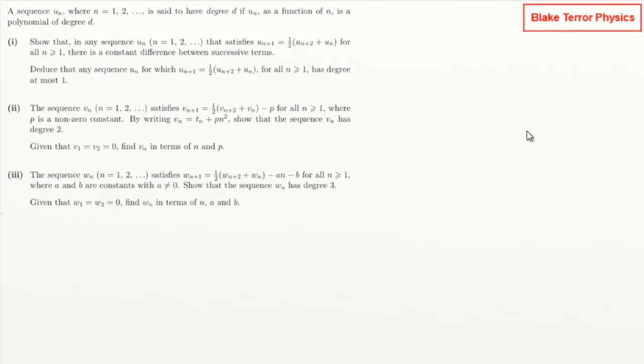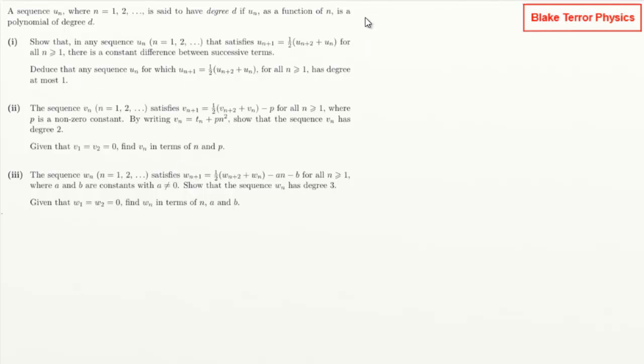Hello, this is question 2 from the 2022 Step 2 paper. It's a sequences question. We've got a sequence un, where n is a positive integer, which is said to have degree d if un as a function of n is a polynomial of degree d. Part 1: show that any sequence un that satisfies, for all n greater than or equal to 1, there is a constant difference between successive terms, and then deduce something afterwards.